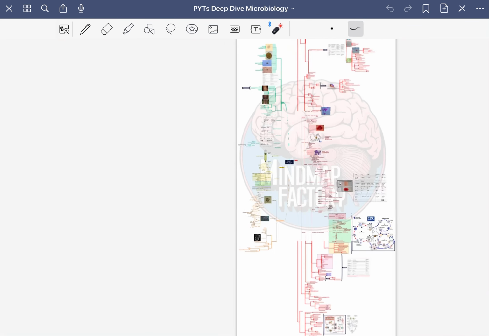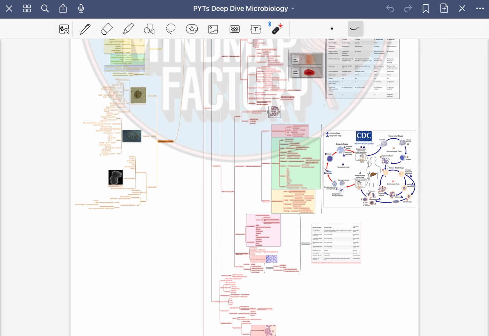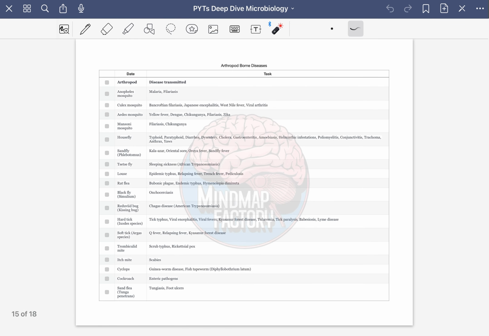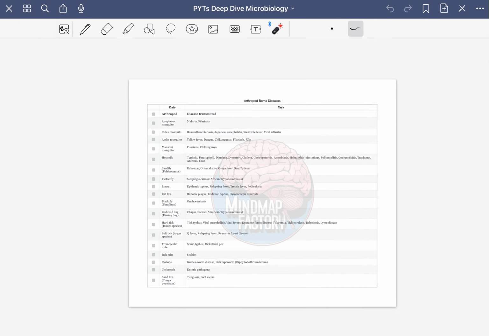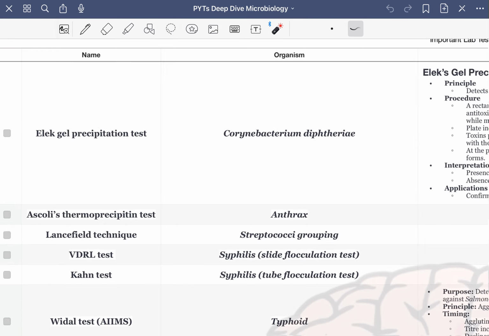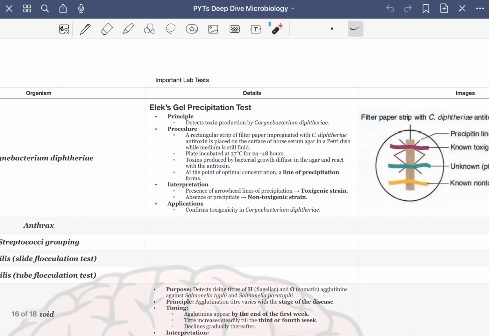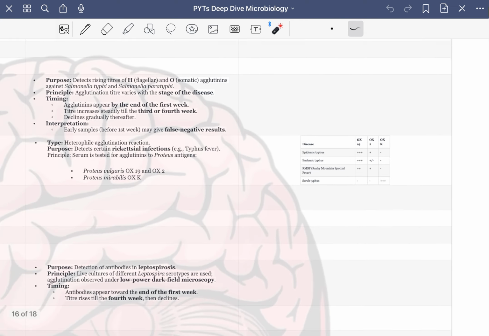So yeah, pretty much this is the top. No other note can actually compare to this. These are the arthropod-borne diseases, questions have been asked from here. So we have provided a table. This is the first table. This is the second table. This includes important lab tests like electron precipitation test. Organism is this. What is the procedure? How does it look? All right.